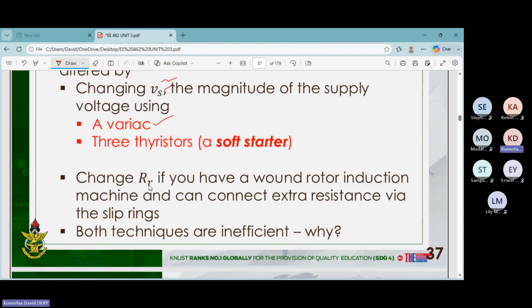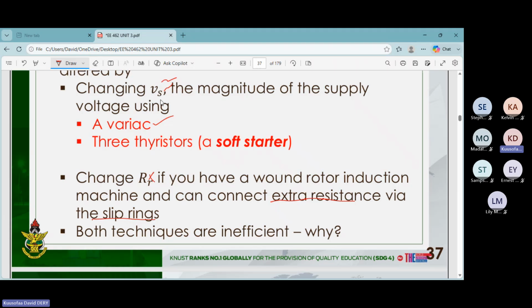And R can also be changed, right? So if it is a wound rotor, we can connect external resistance through the slip rings so that we can try to change the torque. But you realize that doing this makes it inefficient, because when you add extra resistance, you're increasing the losses, which will lead to a lot of heating. So adding resistance will not be the best option.